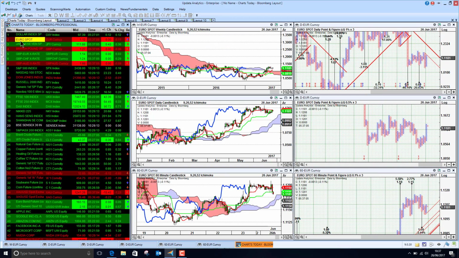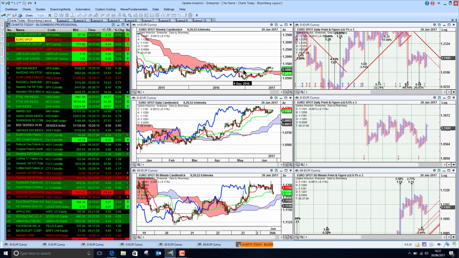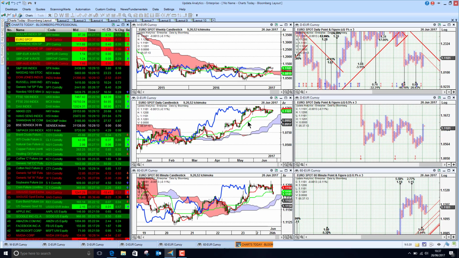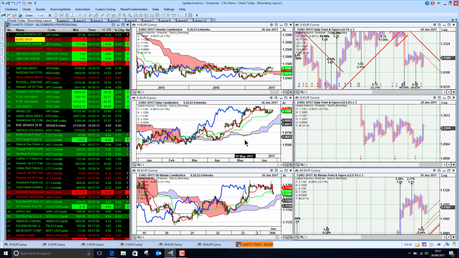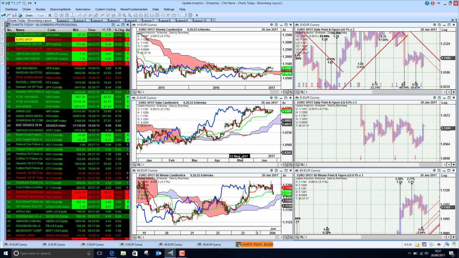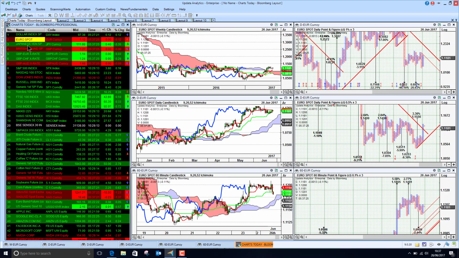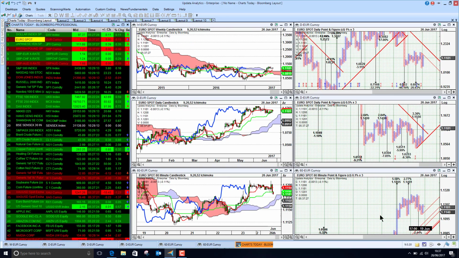If you look at euro dollar, it's much the same. We're struggling to get through resistance on the cloud on the weekly chart, and we've still got downside targets hanging over us. On the daily chart we're above the cloud, and on the 60-minute chart we're above the cloud as well, but we do have this downside target of 109 hanging over us on the euro.